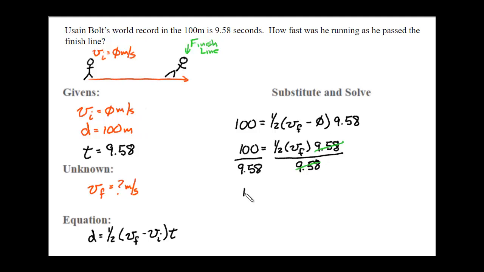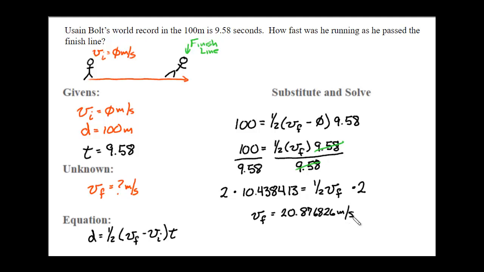And I get 10.438413 equals 1/2 velocity final. Now I can multiply this side by 2, and that will get rid of that, and I can multiply this side by 2. You get a velocity final of 20.876826 meters per second.